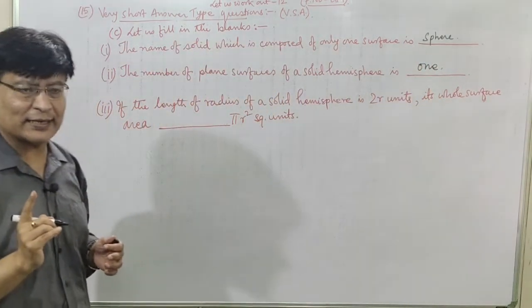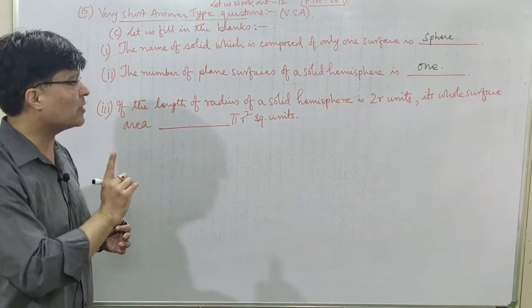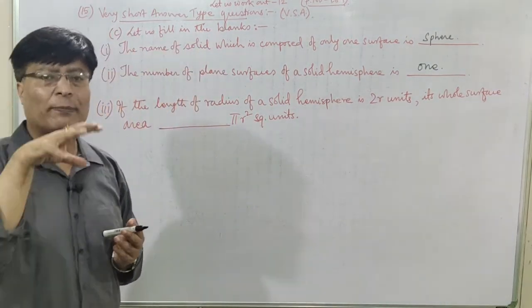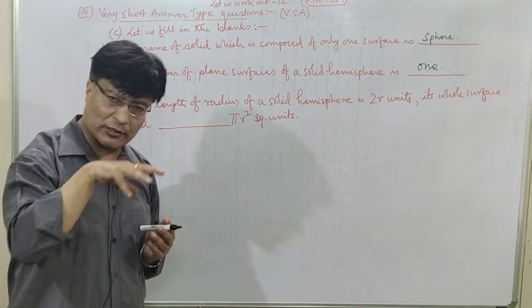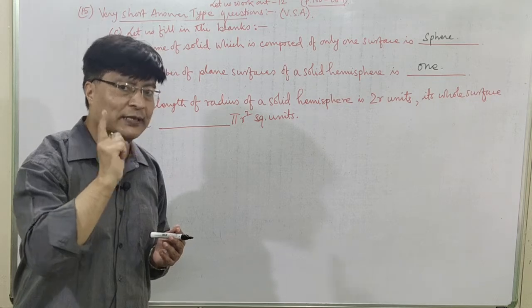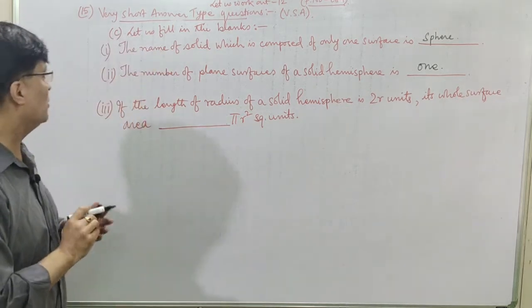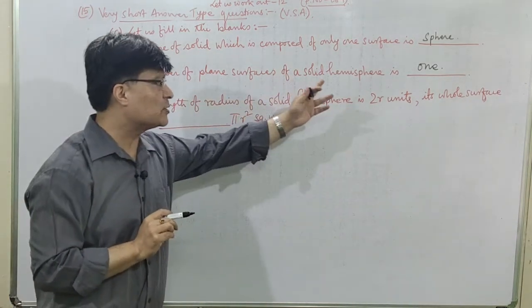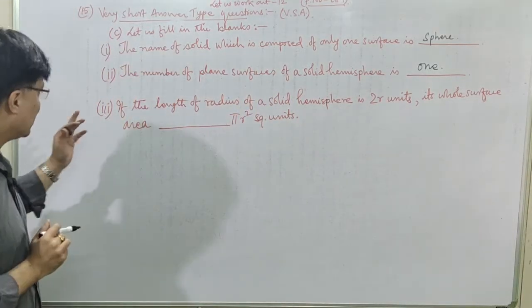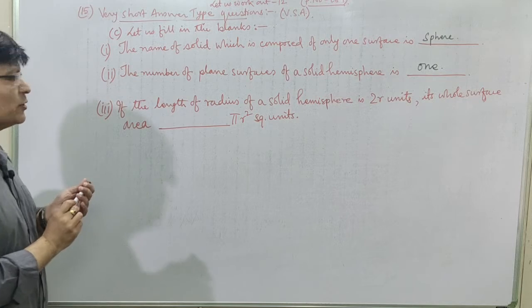1. Okay, is that clear? That is, the number of plane surfaces of a solid hemisphere is 1. The top part of the hemisphere is a circle. That is a plane surface. Only one plane surface is there. So the number of plane surfaces of a solid hemisphere is always 1. Is that clear?